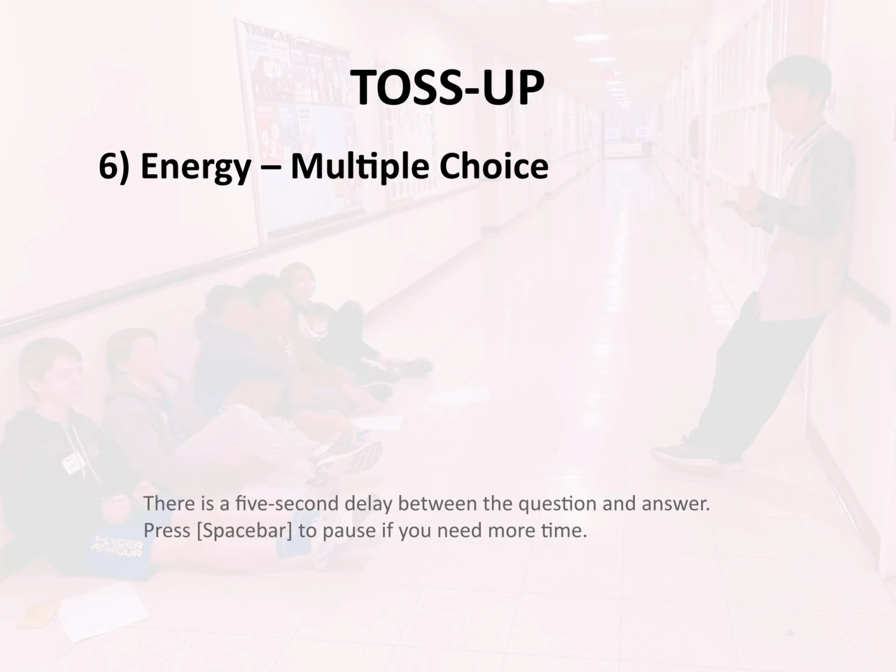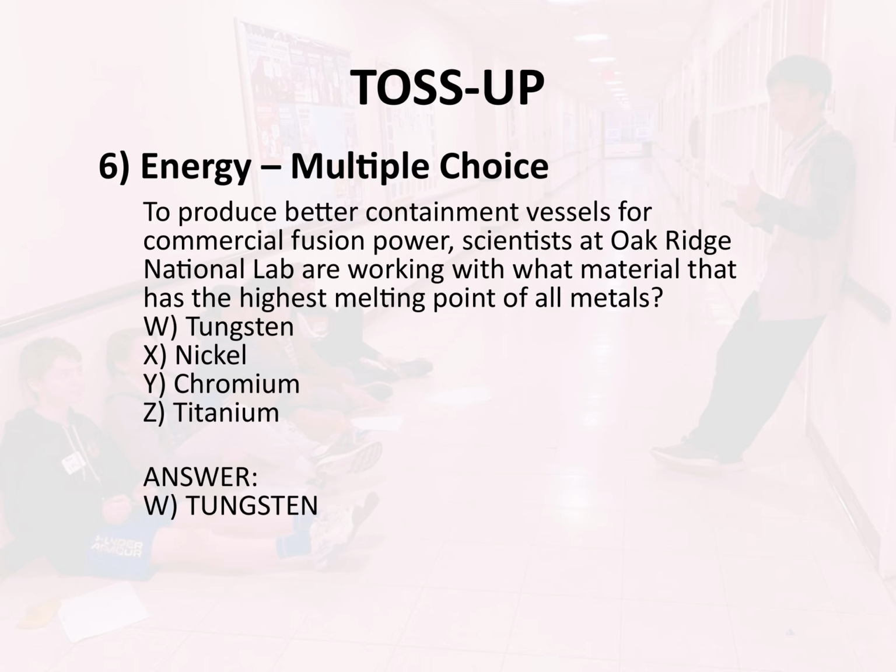Toss-up 6. Energy, multiple choice. To produce better containment vessels for commercial fusion power, scientists at Oak Ridge National Lab are working with what material that has the highest melting point of all metals? W. Tungsten. X. Nickel. Y. Chromium. Z. Titanium. Answer: W. Tungsten.